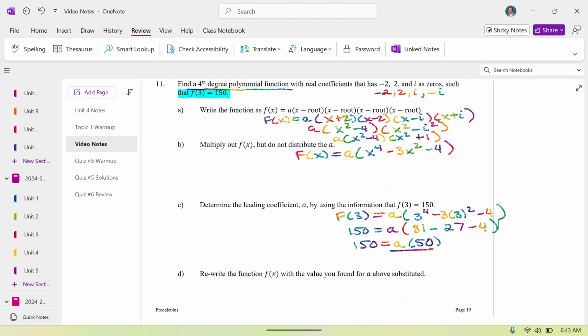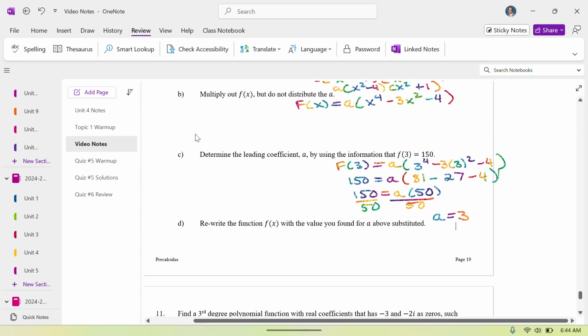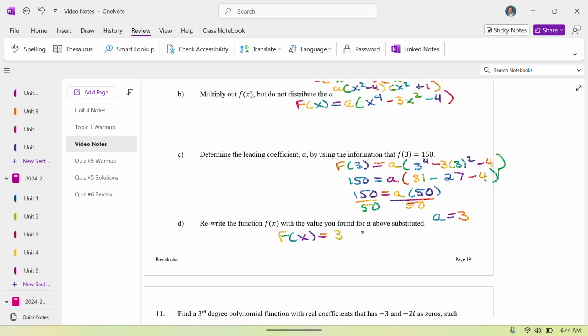And then when you divide by 50, notice that you get a equals 3. So what we're going to do is put that 3 in for a. And then we're going to distribute. So we get 3x to the 4th minus 9x squared minus 12. That is the function with those characteristics.